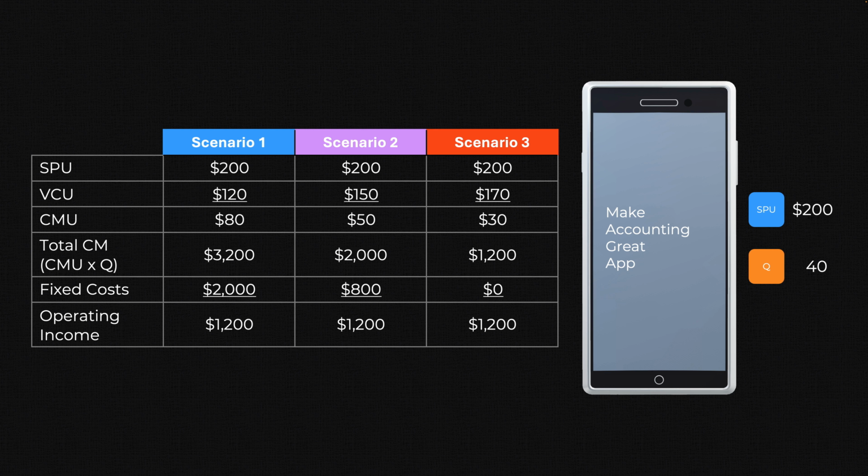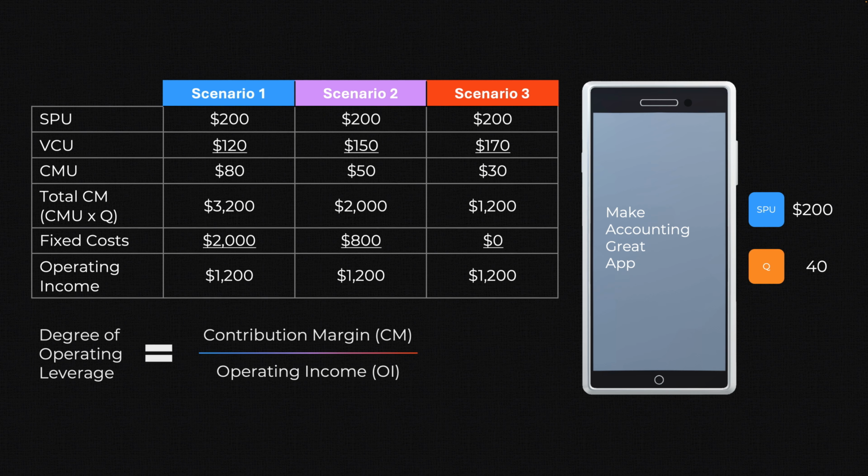Whereas scenario 3 is the least risky. The break-even point is 0. You don't have to sell anything to break even because you have no fixed costs that you need to cover. What does this all have to do with the degree of operating leverage?